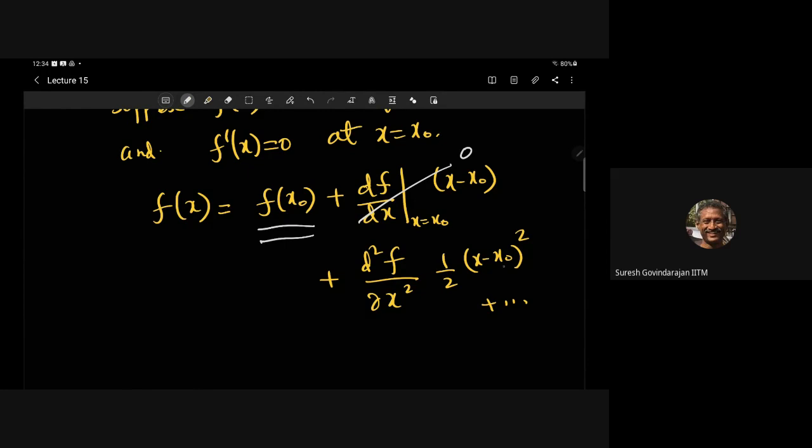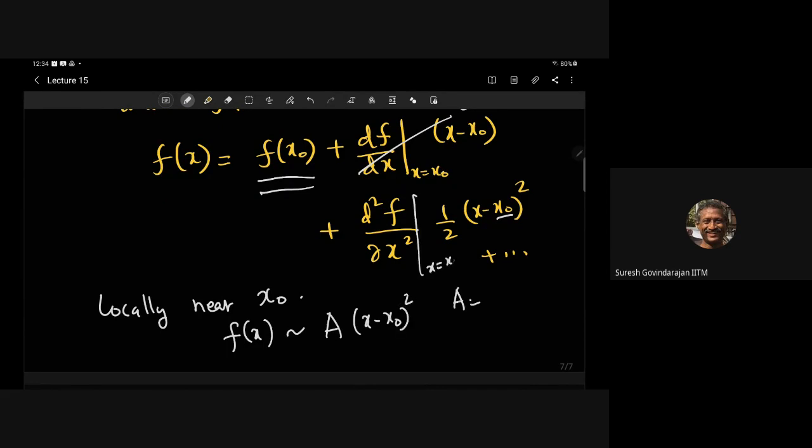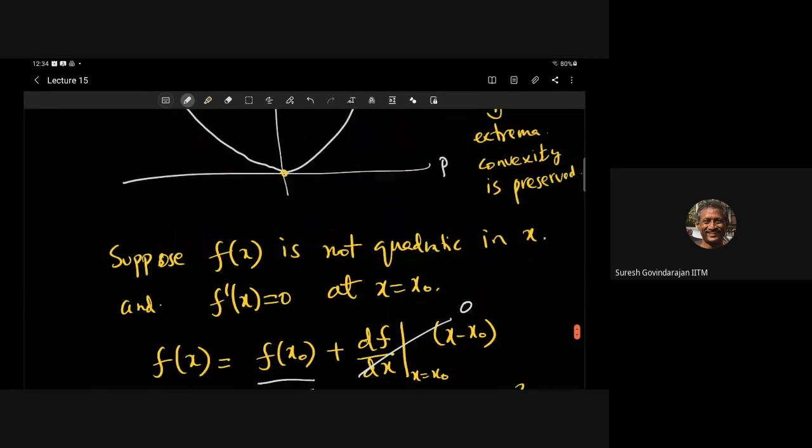And also, by shifting the origin, we can make x naught locally the origin. So we will see that at least locally, near x naught, f of x looks like a times x minus x naught squared, where a is equal to half the second derivative. So you can see that the argument that I had goes through, at least locally the statement is true.